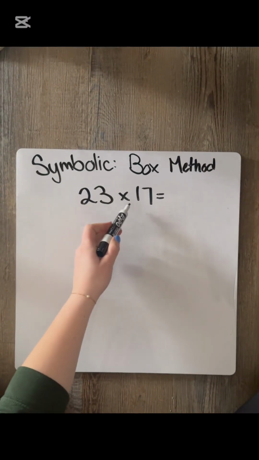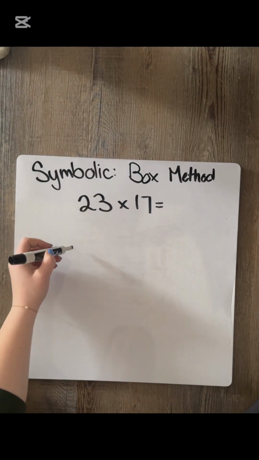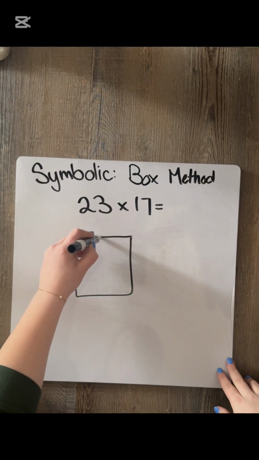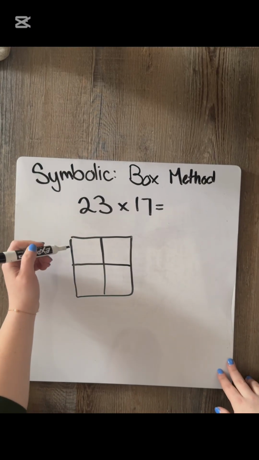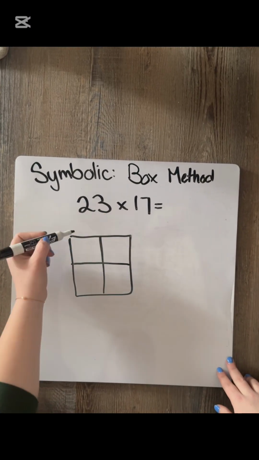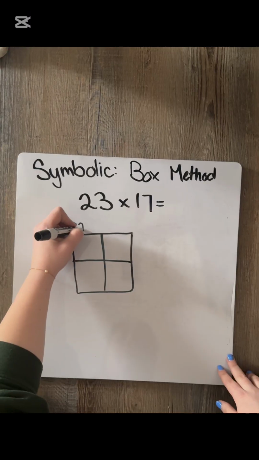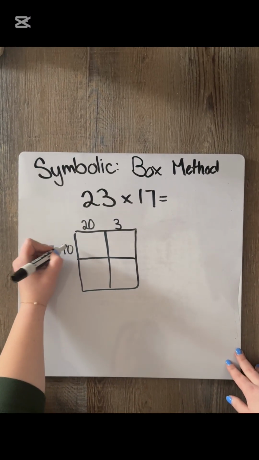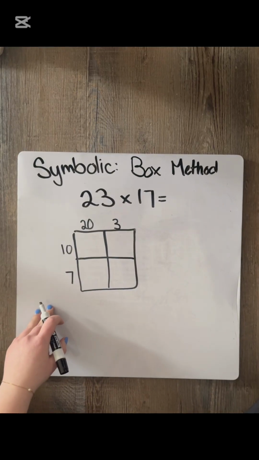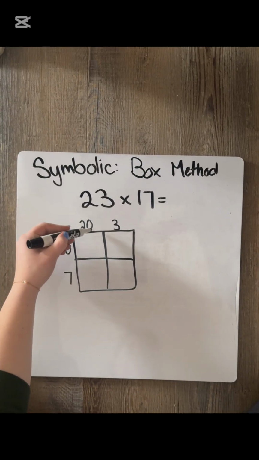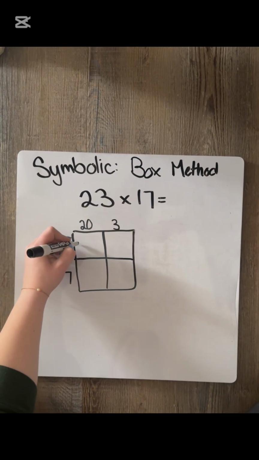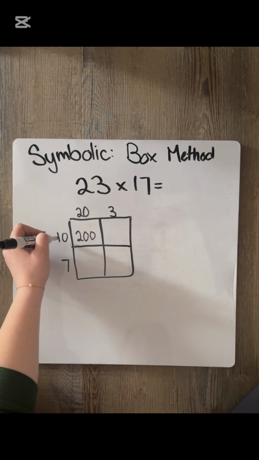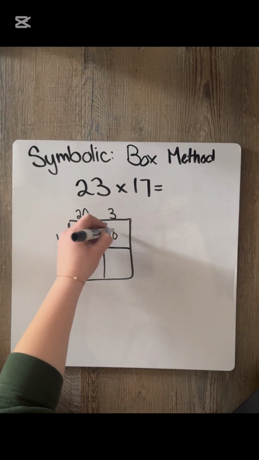For 23 times 17, I'm going to do the box method for my symbolic. So I'm going to start with a box. I'm going to divide it into 4 quadrants because it's a 2-digit by 2-digit, and I'm going to split the number up or expand it into 20 and 3 at the top, and 10 and 7 along the side. So 20 times 10, I can do 2 times 1 is 2, and add the 2 zeros. And for 10 times 3, that's 30.